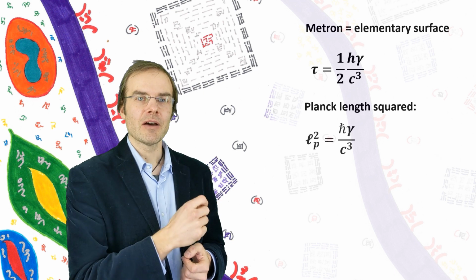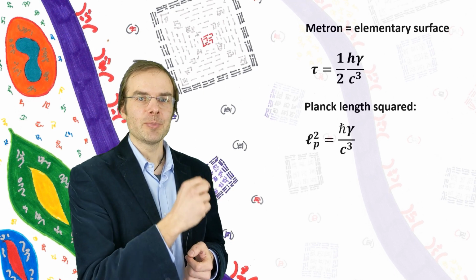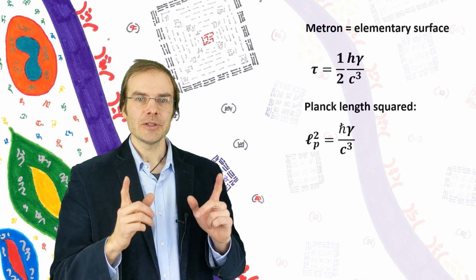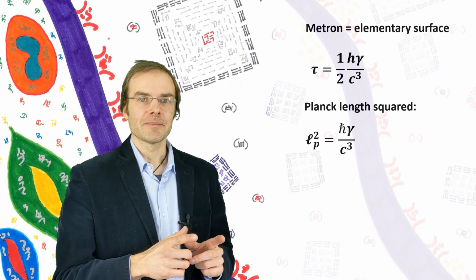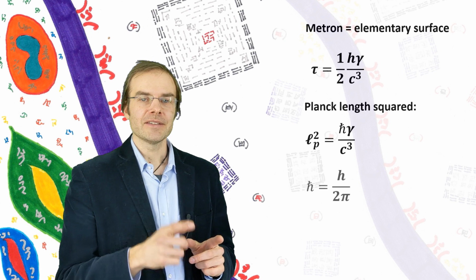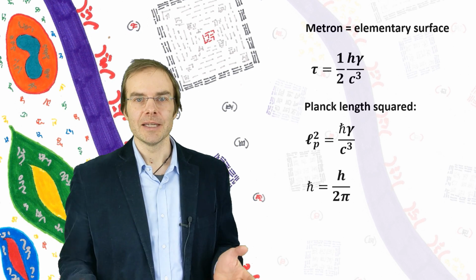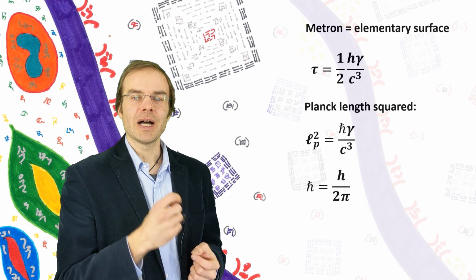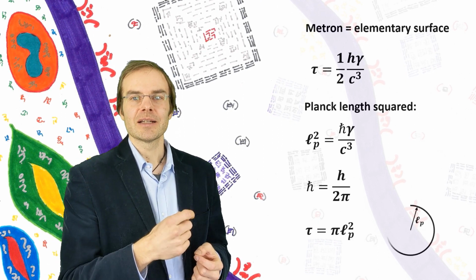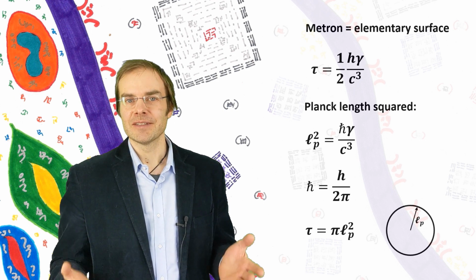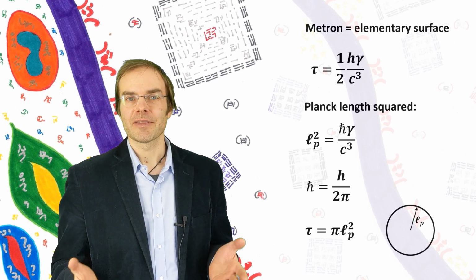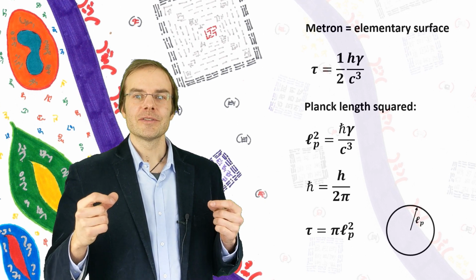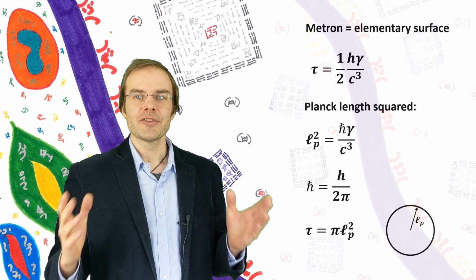We see that the square of the Planck length is h bar gamma by c cubed. That means these two values only differ by a factor of pi, as h bar equals h by 2 pi. And now we can regroup that to tau equals pi times Planck length squared. And this means nothing else than that the Planck length is the radius of a circle with the area of tau.